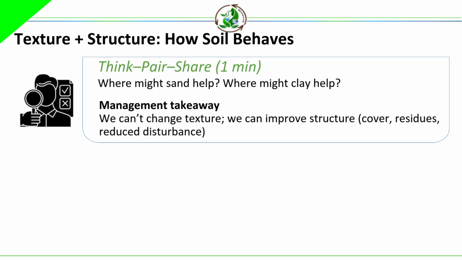But here's the big point. We can't change texture, but we can improve structure. For example, to help sandy soil hold more water, we could add compost, building structure, and adding organic matter. To help clay soil drain better, we could reduce tillage or add cover crops, preventing compaction and promoting crumbly structure.